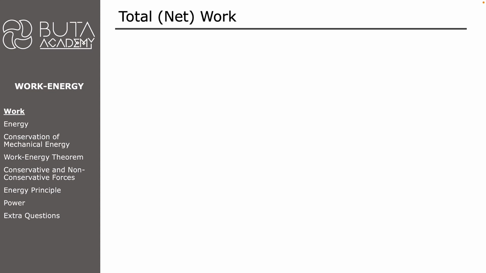In all previous parts, we were dealing with the works done by individual forces. But in real life, there are usually more than one force doing work on an object. In this video, we will learn how to calculate the total or net work done on an object by all the forces applied on it.